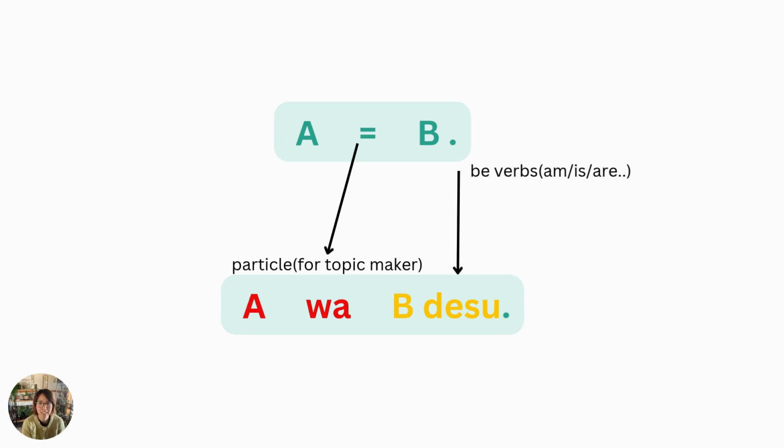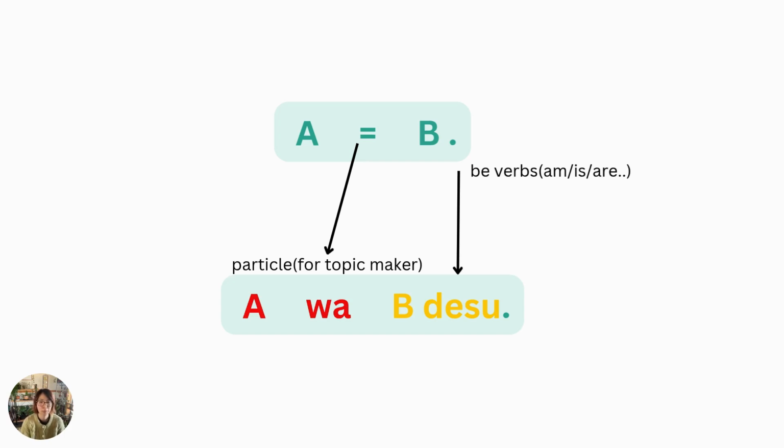When we say A is B, we use a form which is A は B です。A is the topic and は is what we call a particle. は is used as a topic marker. So if you are saying the topic, you need to put は next to it.